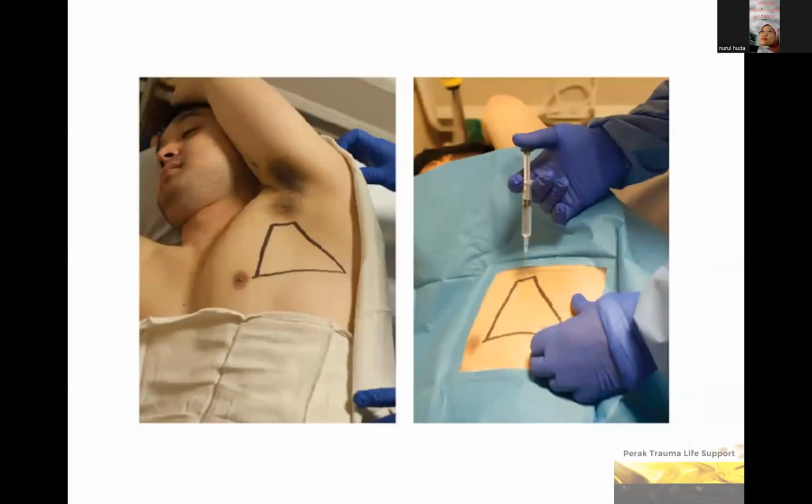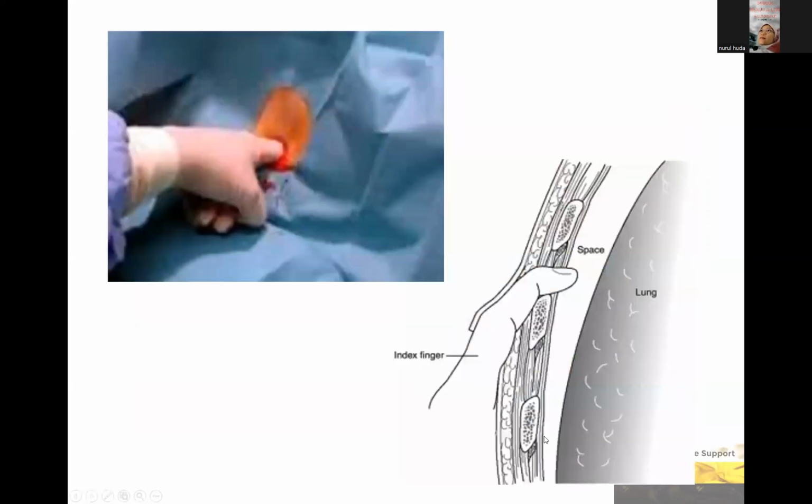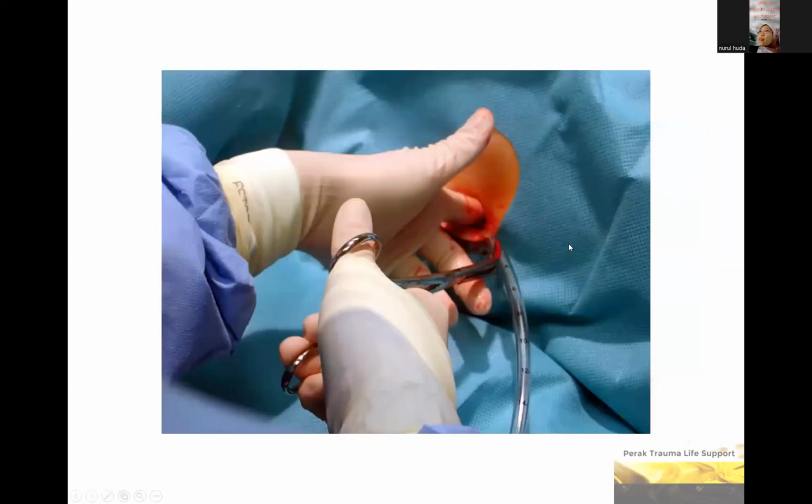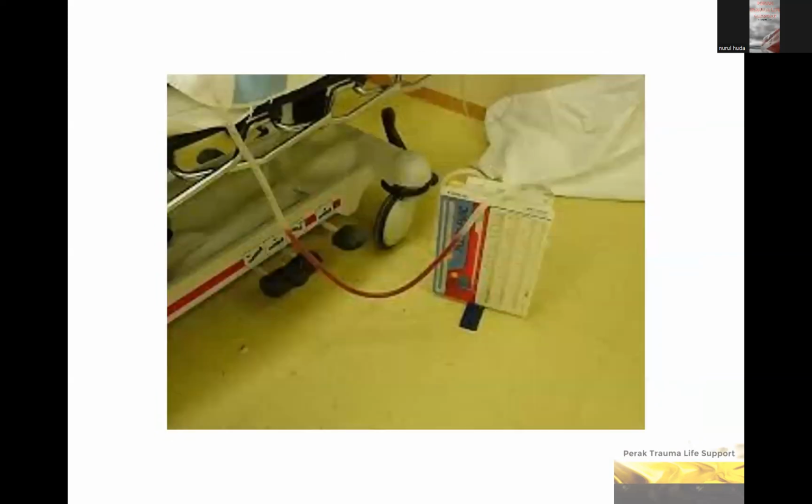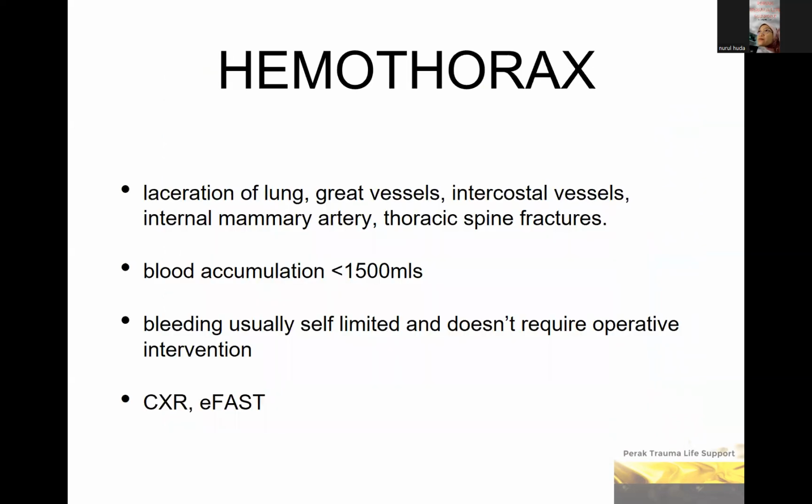So this is the image that shows how to perform the chest tube. First, you have to identify the safety triangle and give local anesthesia, and use your finger to guide you to the space. You put your finger above the ribs because you want to avoid the neurovascular bundle below the rib. Then you insert the chest tube, use your finger as a guide, and then you connect to underwater seal.